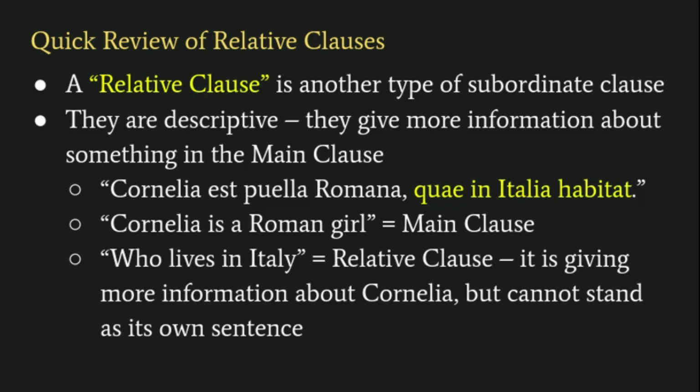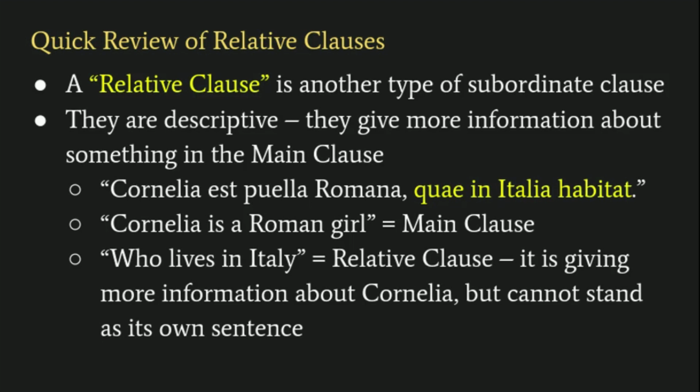So the first sentence you ever saw, I believe it's the first line of chapter 1 in Ecce Romani, is "Cornelia est puella Romana, quae in Italia habitat." This is a relative clause, "quae in Italia habitat." The main idea is Cornelia is a Roman girl. The subordinate or relative clause is who lives in Italy.